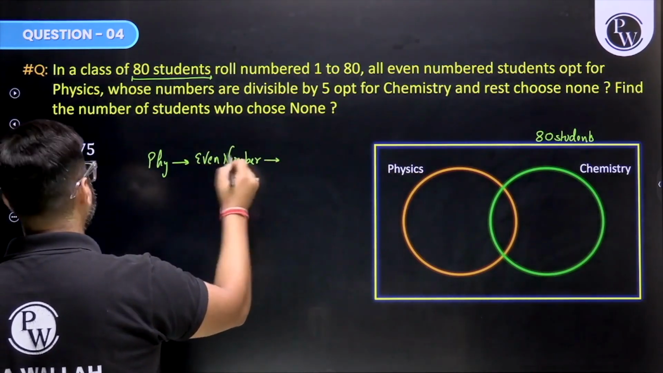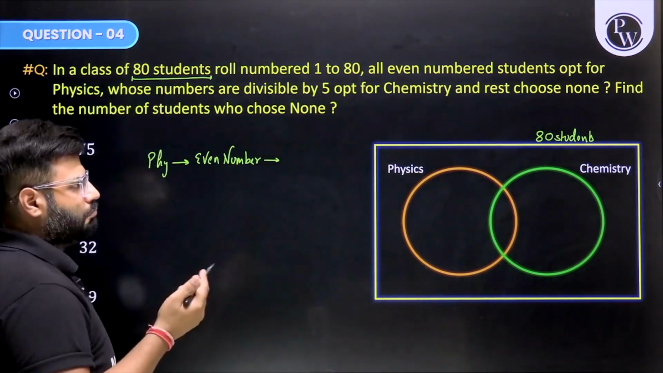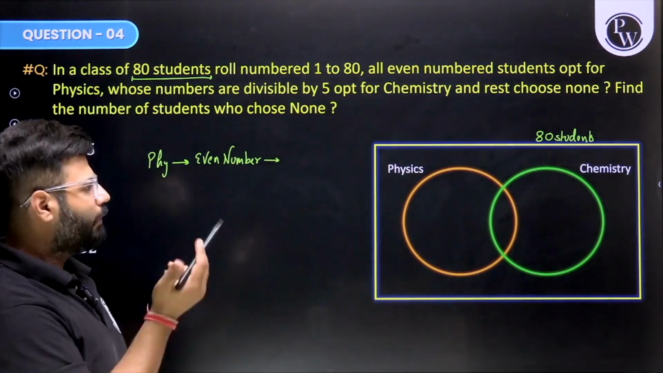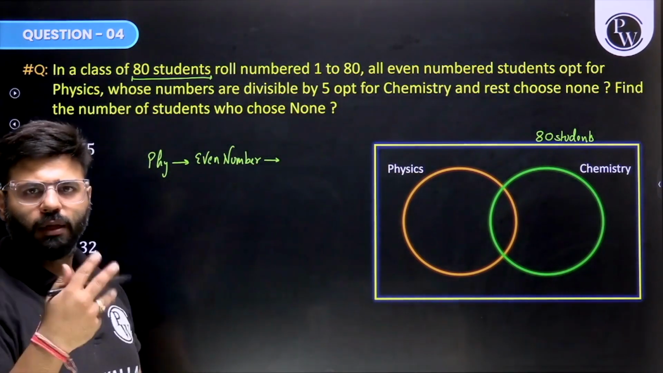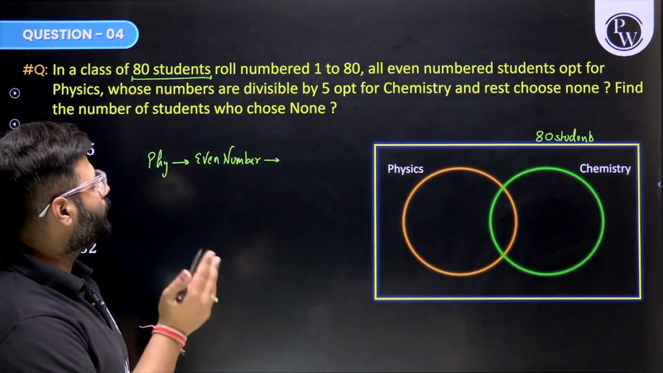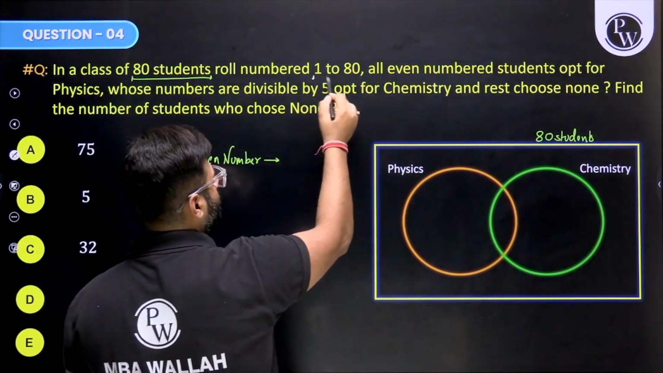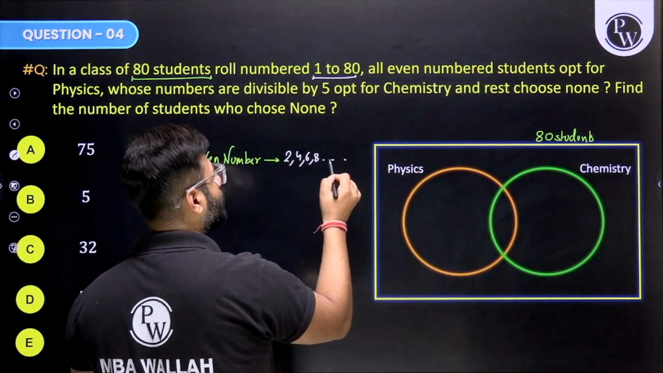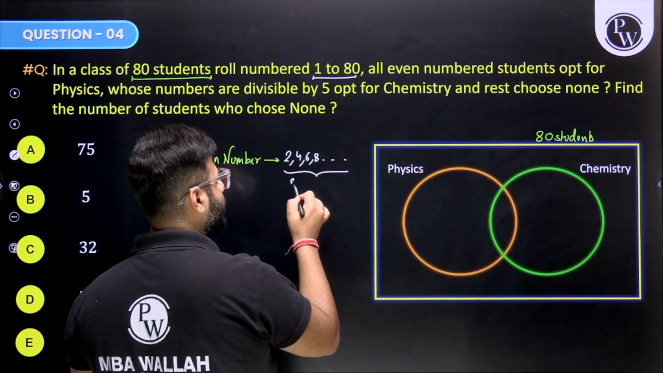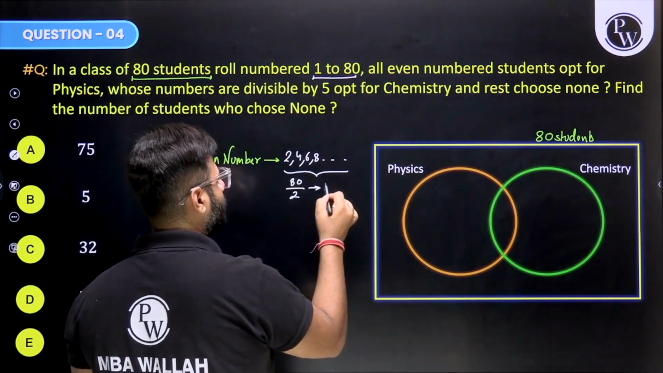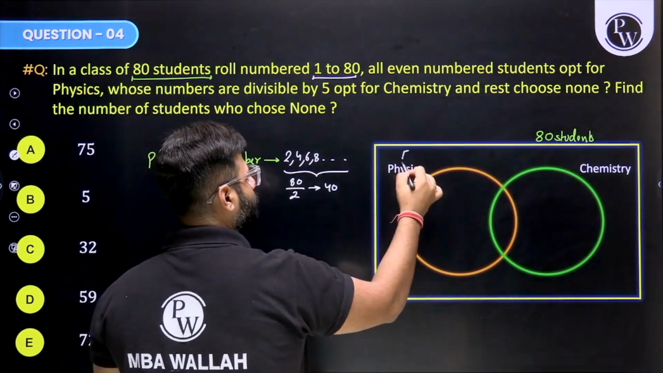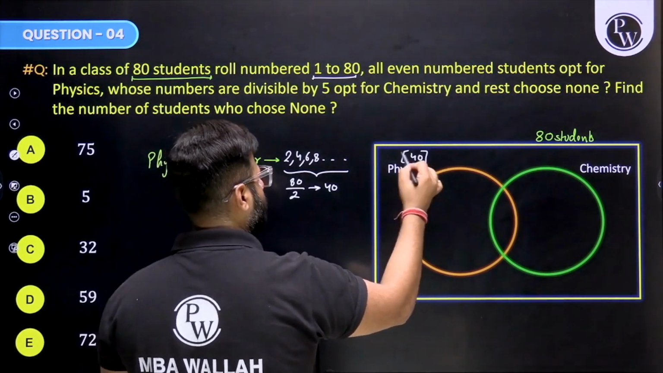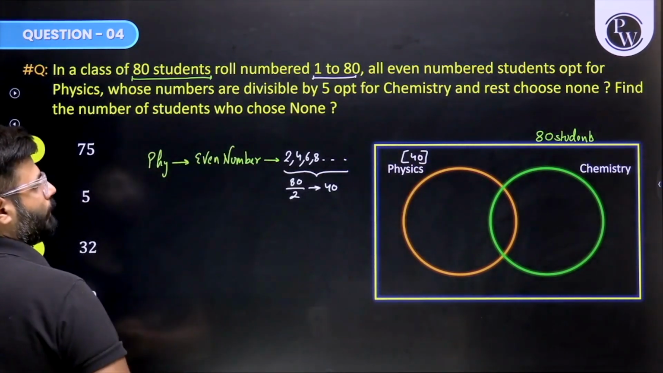So how many students for physics? Even number means divisible by 2, 80 by 2, 40. There will be 40 even numbers while counting from 1 to 80. 2, 4, 6, 8, and so on. So multiples of 2 till 80, that is 80 by 2, that's 40. So physics, we have 40 students. That is what we know.